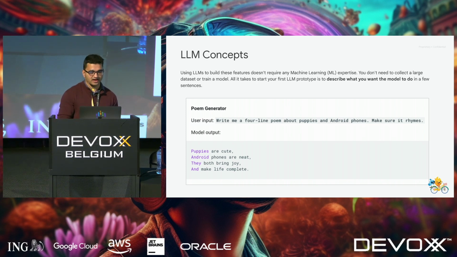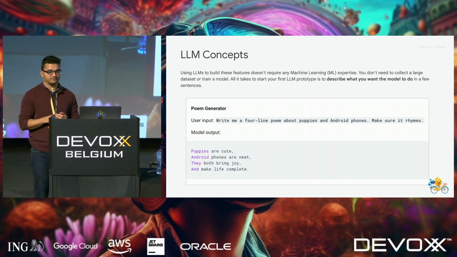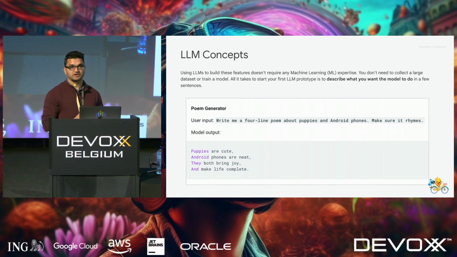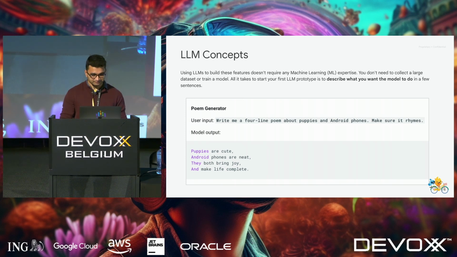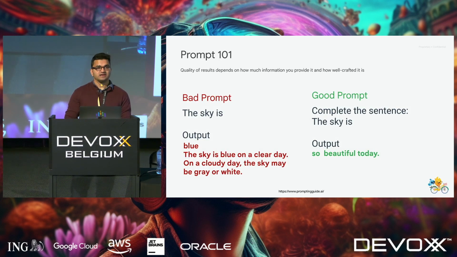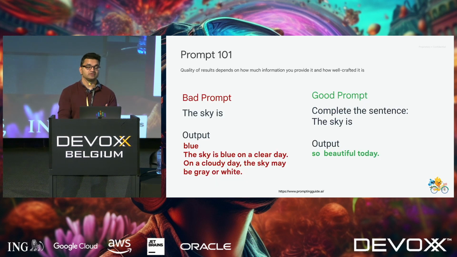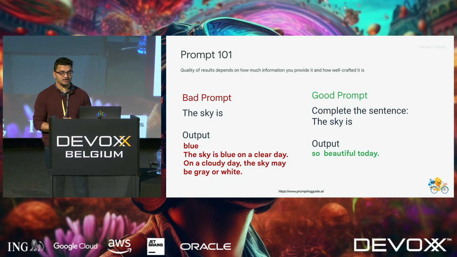So for example, I wanted the model to write a 4-line poem about puppies and Android phones and make sure it rhymes. And it came back with what, in my opinion, is a pretty good poem that I'd be happy to print on a t-shirt and wear outside, right? But given that the only input to the model is what you want it to do, it is a very, very important input, right? And this is where prompting comes in.